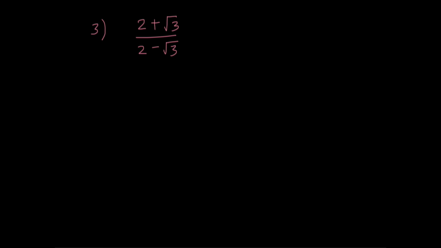If I have 2 plus root 3 over 2 minus root 3, so here there's a surd in both the numerator and the denominator. But what we're focusing on is still to get rid of this root from the denominator. It does not matter if it's there in the numerator, okay? So once again, we're going to multiply by the conjugate. The conjugate of 2 minus root 3 is 2 plus root 3. And what we do to the denominator has to be done to the numerator, so multiply that by 2 plus root 3 as well.